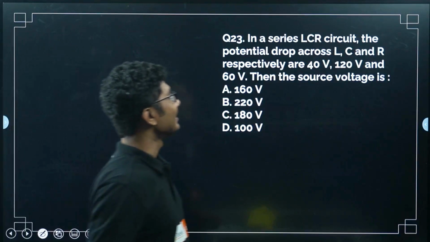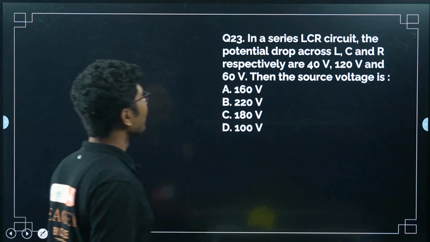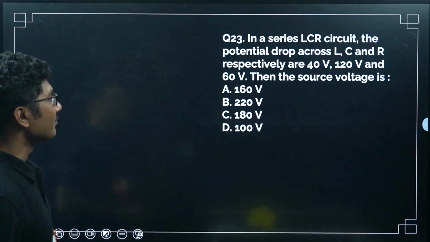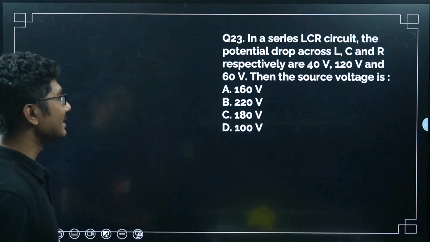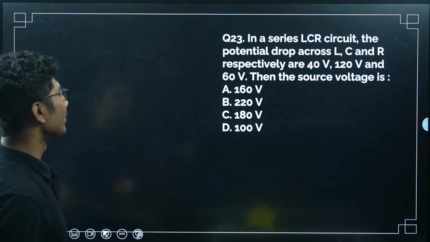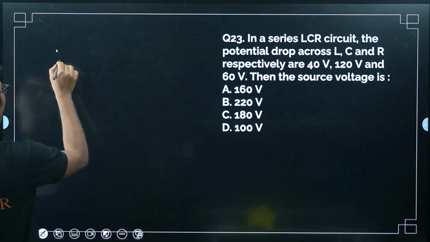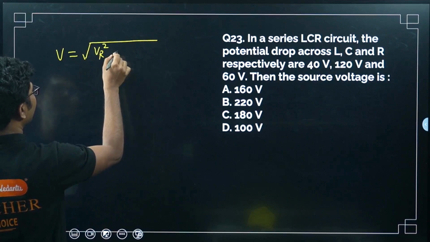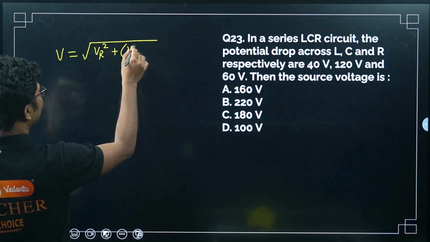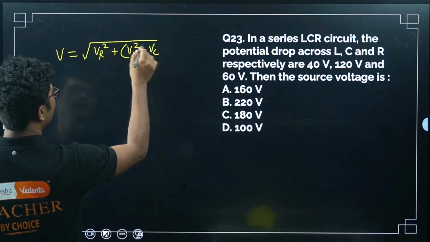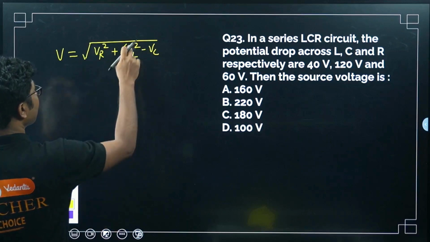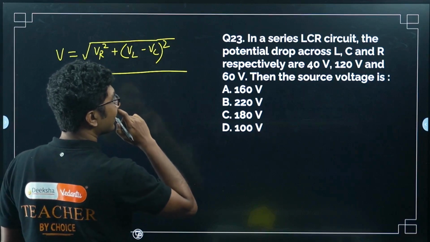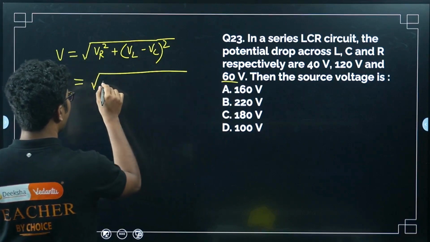In a series LCR circuit, the potential drops across L, C and R respectively are 40 volts, 120 volts and 60 volts. The source voltage is. So we know that the source voltage is the square root of VR square plus VL minus VC whole square. Okay, so what is VR? VR is given as 60 volts.